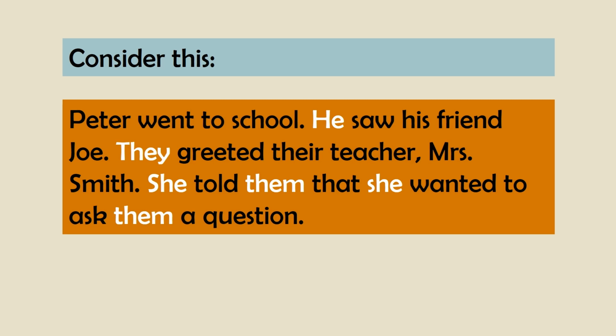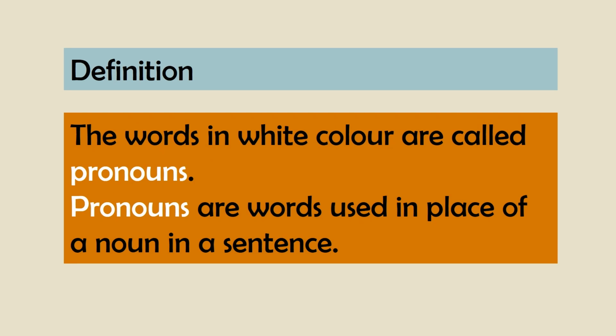Now consider this. Peter went to school. He saw his friend Joe. They greeted their teacher, Mrs. Smith. She told them that she wanted to ask them a question. The words in white colors are called pronouns. Pronouns are words used in place of a noun in a sentence.